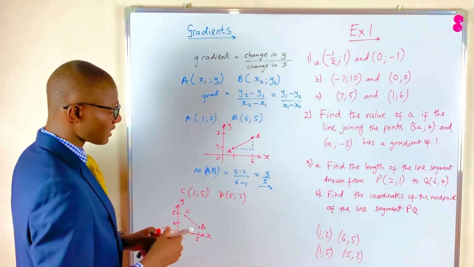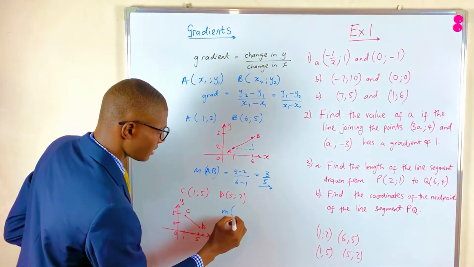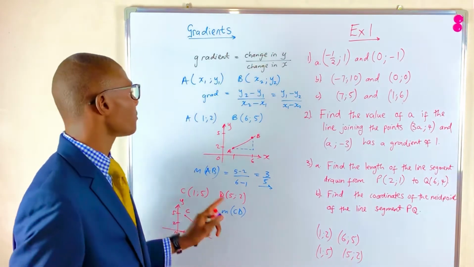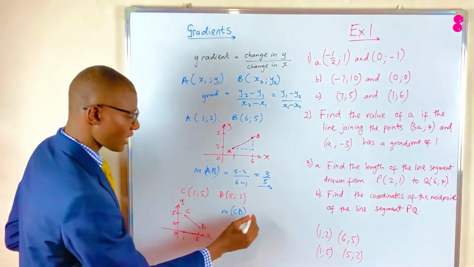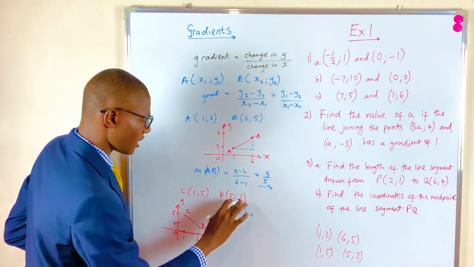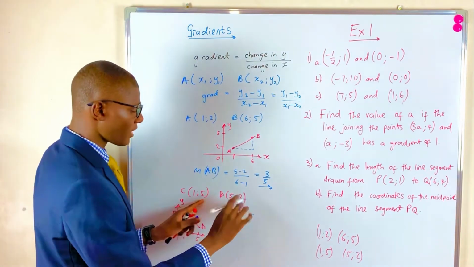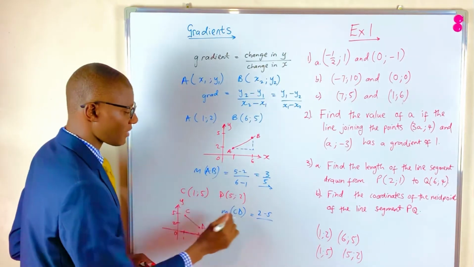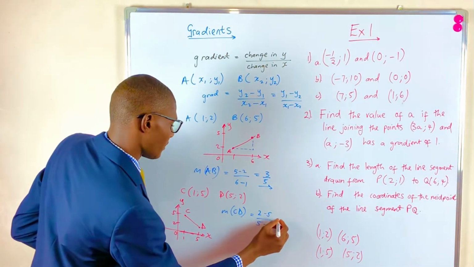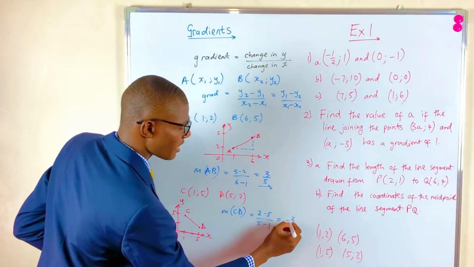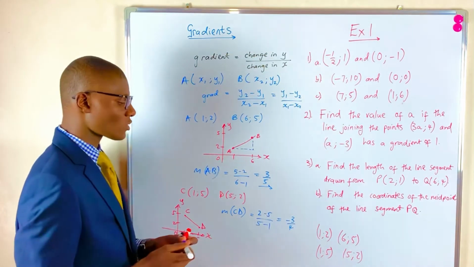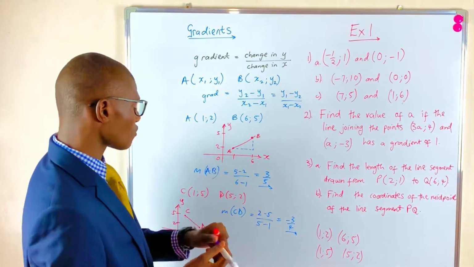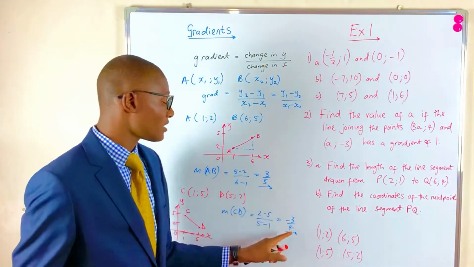So calculating the gradient for line CD, here I'm just using the letter m to represent the gradient. So the gradient for line CD, we are saying the change in y, 2 minus 5, over the change in x, 5 minus 1. This will give us minus 3 over 4. So now what do we see? The difference between these two answers is that this one is definitely positive and this one is negative.